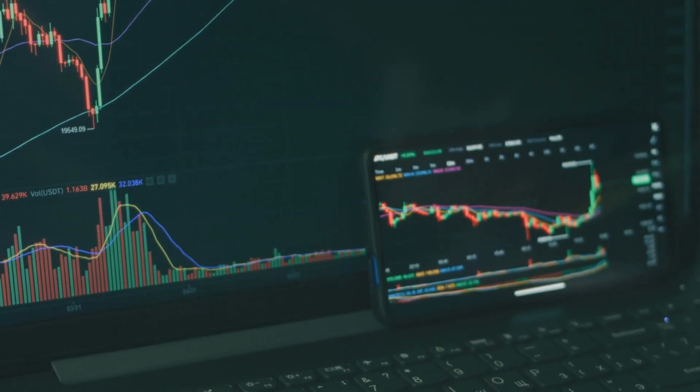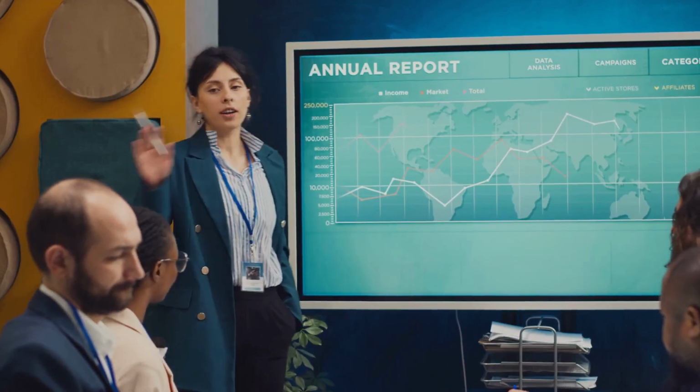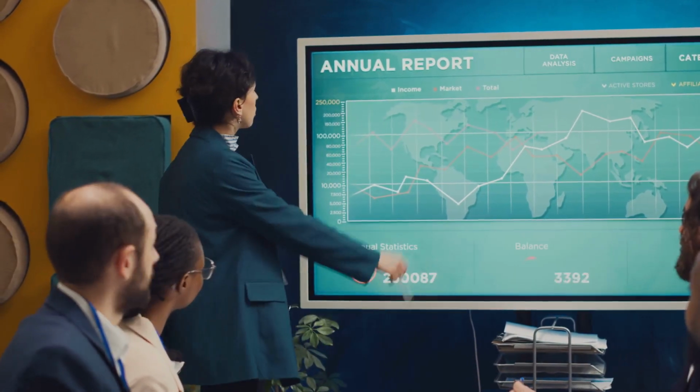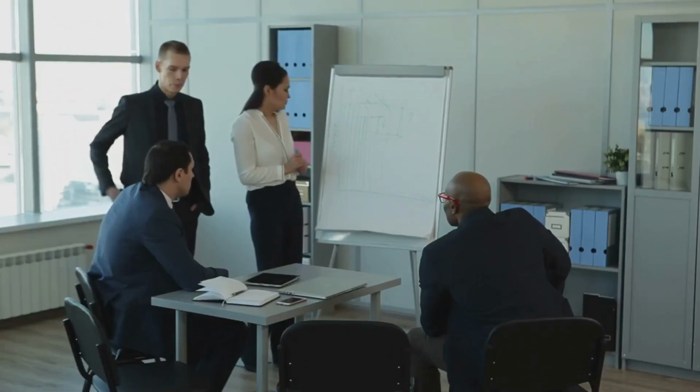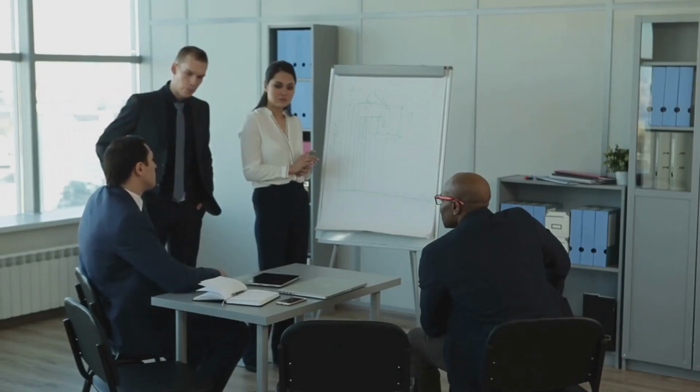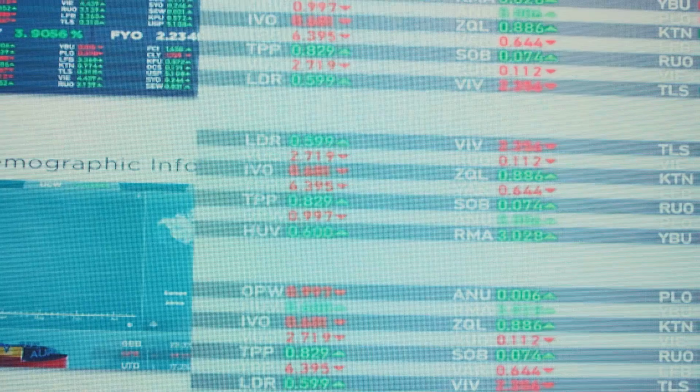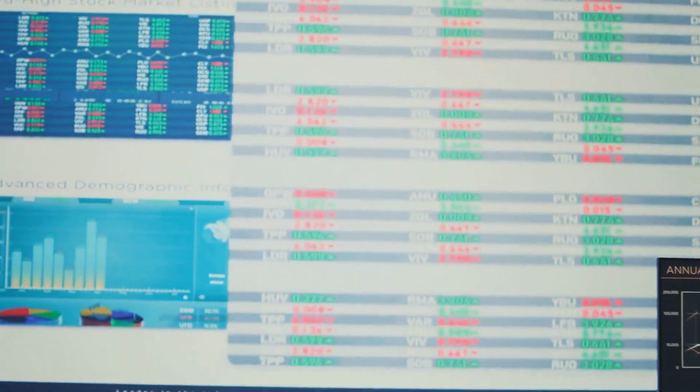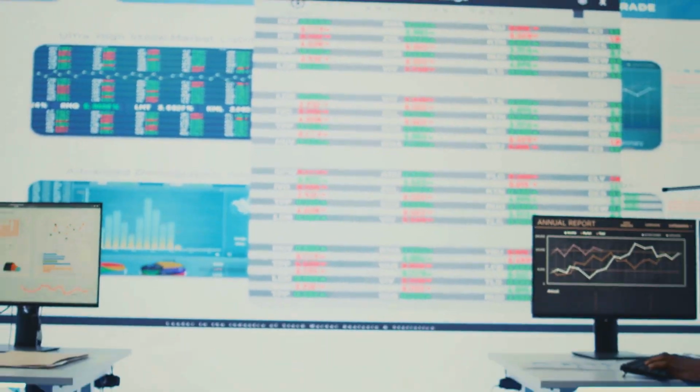This is where fundamental analysis comes in. We want to look for companies with strong financials, solid management teams, and a competitive edge in their industry. We're talking about things like earnings growth, revenue growth, debt levels, and return on equity. These are all clues about a company's financial health and its potential for future growth.